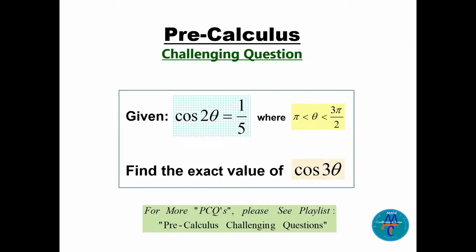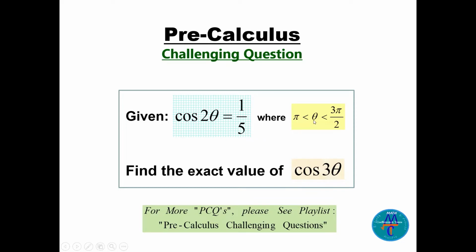This is another pre-calculus challenging question. Given cosine of 2 theta is equal to 1 over 5, where theta is greater than pi and less than 3 pi over 2, find the exact value of cosine 3 theta. Now, please be careful here.